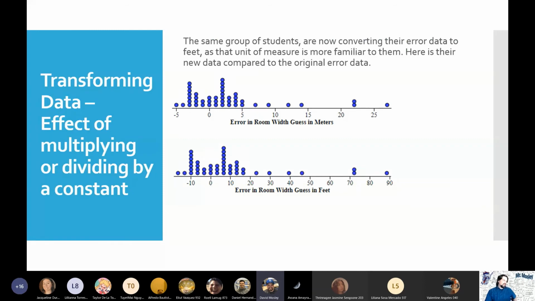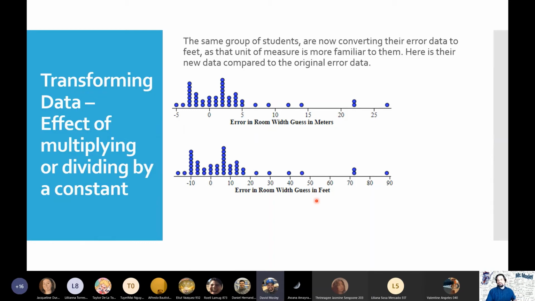So next, we're going to look at the effect of multiplying or dividing by a constant. The same group of students, they're now converting their error data to feet rather than meters. That unit measure is more familiar to them. Here is their new data compared to the original error data. So we have our original error data on the top here, error in room width guess in meters. And we have our error in room width guess in feet.